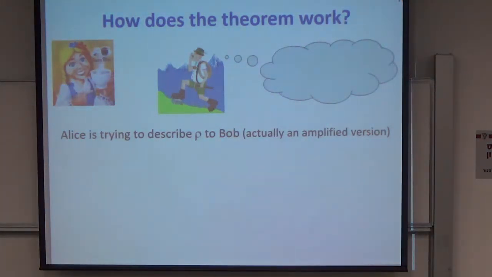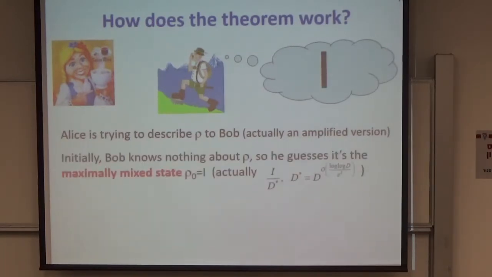What is the protocol that achieves this? Well, Alice is trying to describe the state rho to Bob over a classical channel. For technical reasons, she's actually trying to describe what we call an amplified version of rho. It just means many copies of rho, a tensor product of some number of copies of rho.